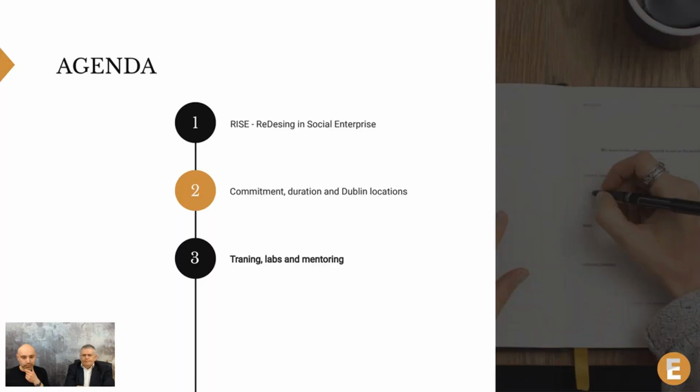Okay, so let's explore the third point. Now, we have seen an introduction to the Redesign Social Enterprise program. We have spoken a little bit about the commitment, the duration, and the 3 different locations. And please, if there is any question, if it's not clear, just ask. We already spoke about it, but let's focus a little bit on the difference between training, labs, and mentoring, just to give you a brief understanding.